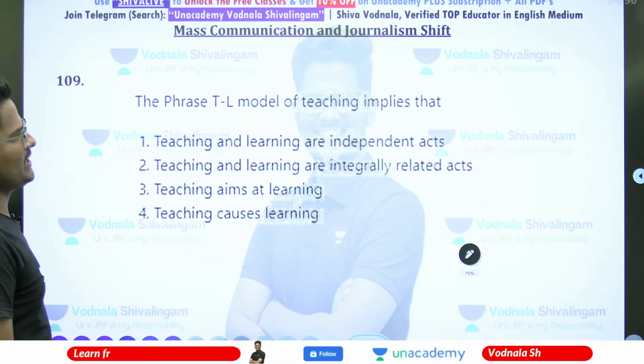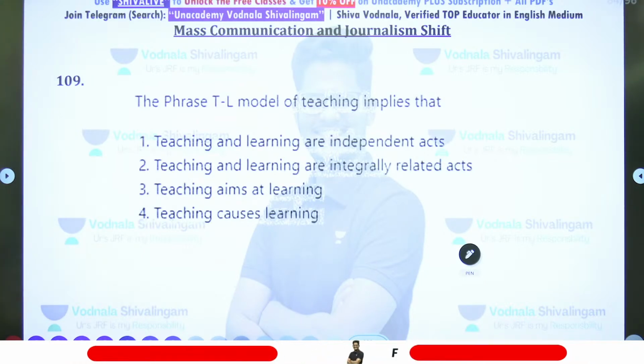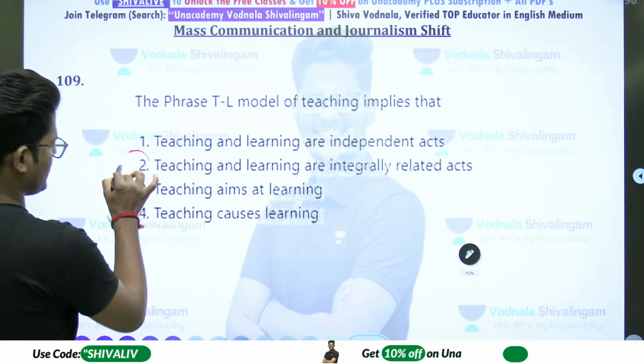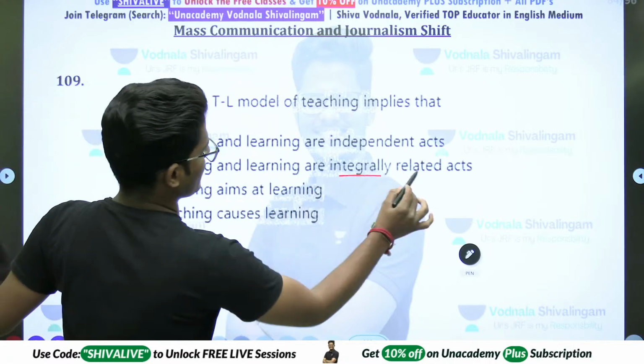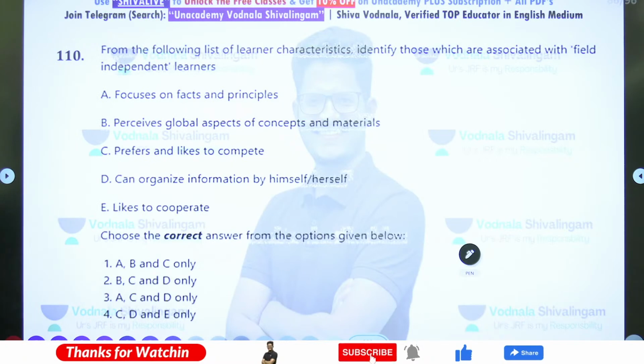The praxis TL model applies to... this is a repetitive question. So it is related to teaching and learning. Teaching and learning are integral acts. TL, teaching, learning. Next question.